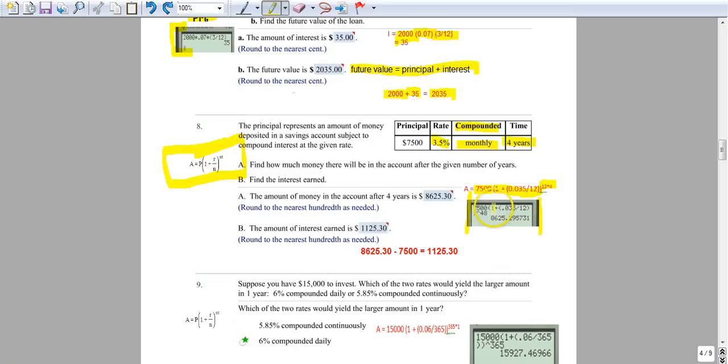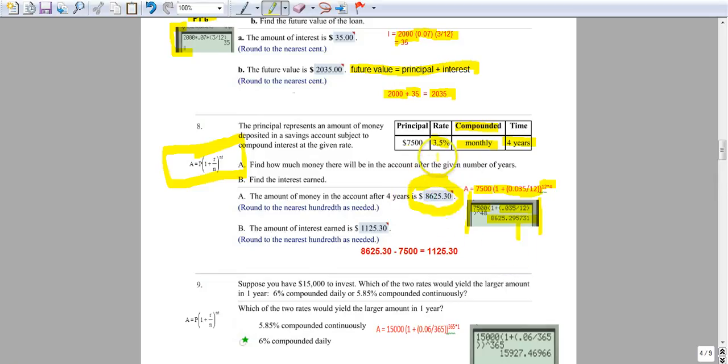The reason that you need the 1 plus that fraction in parentheses is because that is what you're raising to the 48th power. You don't want the calculator to think that you're only raising this part to the 48th power, and you don't want the calculator to think that you're raising this to the 48th power. You want the calculator to know that it's only that second part, that part in parentheses, that's being raised to the 48th power. So you get $8,625, and that 5 here makes the 29 round up to 30. So that gives you your answer.